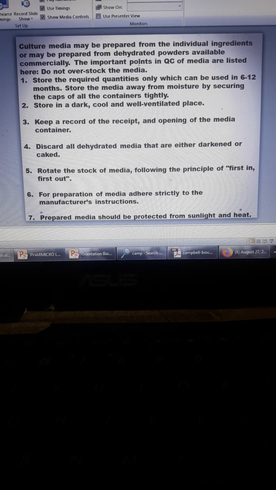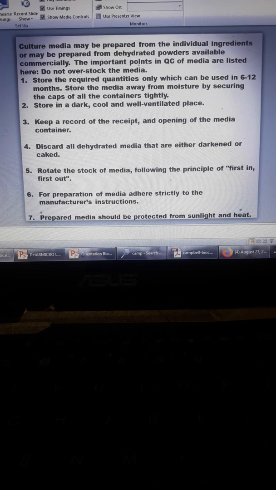Because media contains water. But this one has a small content of the media. Later on, we will show you in our next topic the percentage of water in the media. Rotate the stock of media following the principle first in, first out. So, whichever has the first expiry, that is the one you should use first. Okay? For preparation of the media, adhere strictly to the manufacturer's instructions. So, you follow the simple instructions there.